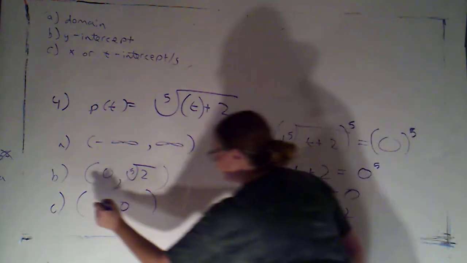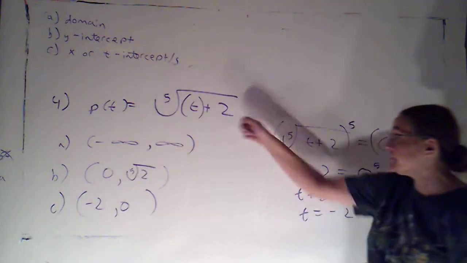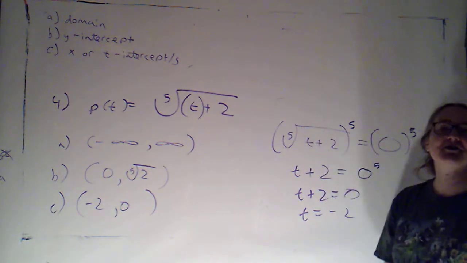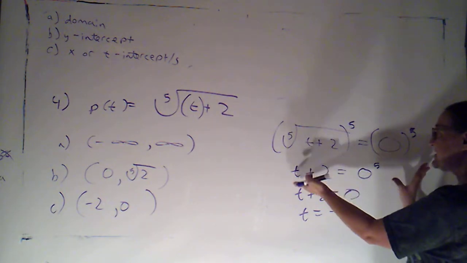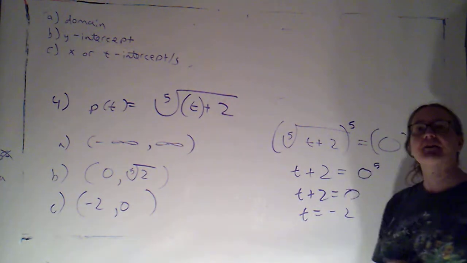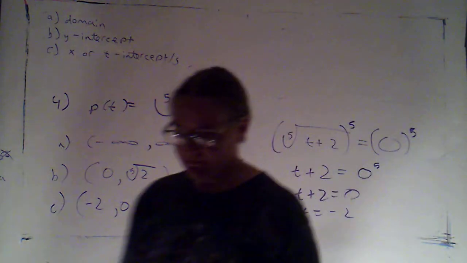And I don't need to check. So odd roots are actually nicer to work with because there aren't restrictions on the domain, and when I solve by taking things to an odd power, I don't need to check those answers.